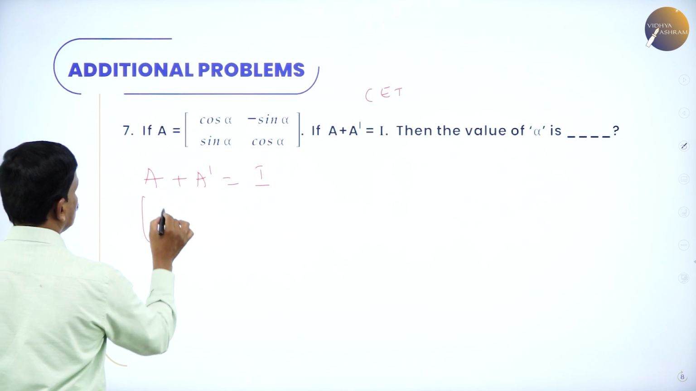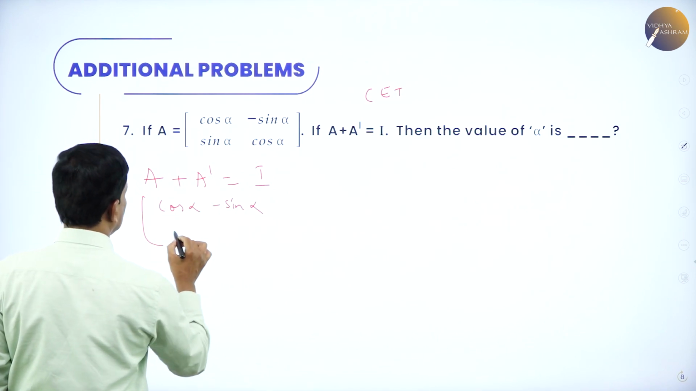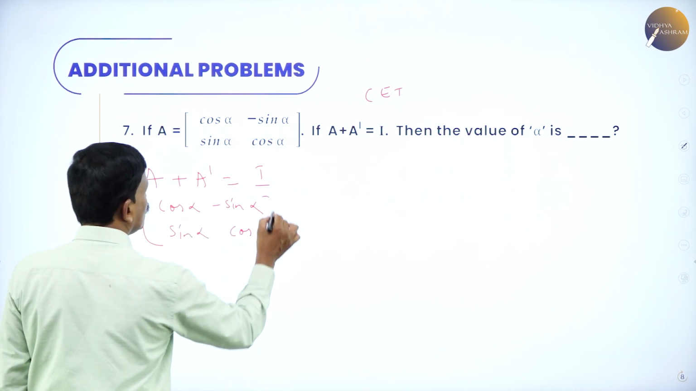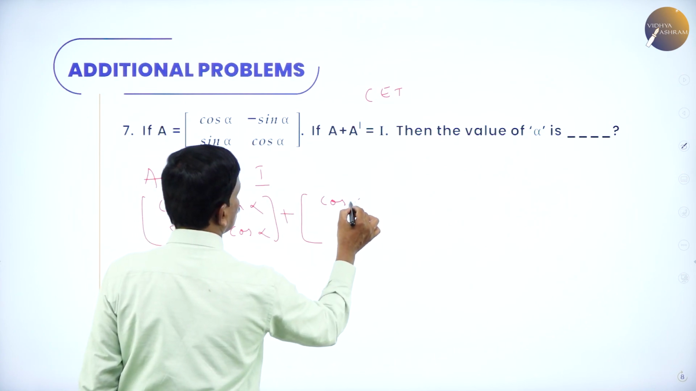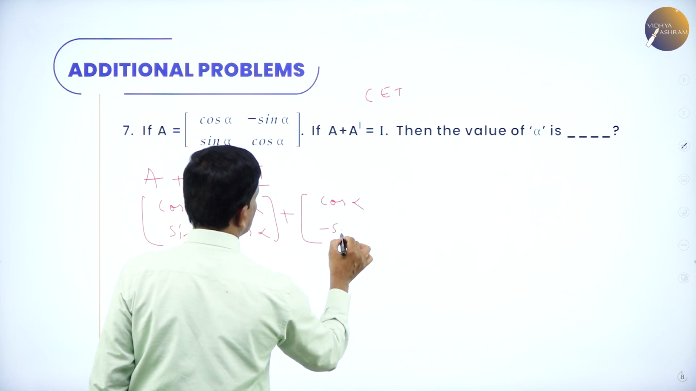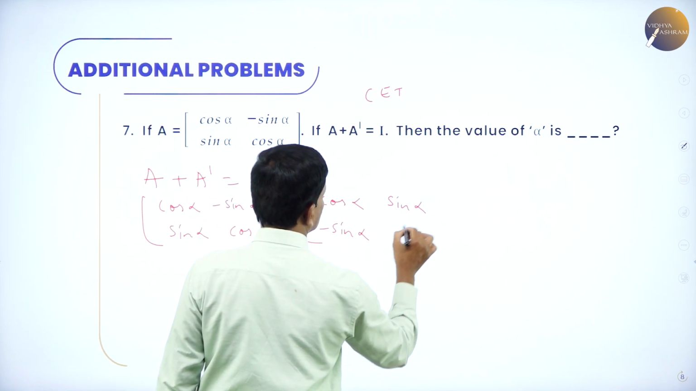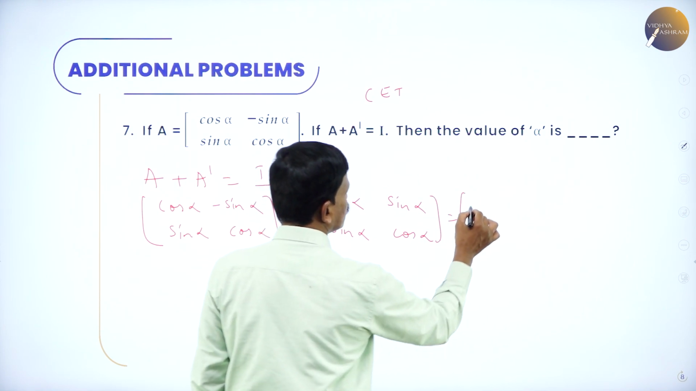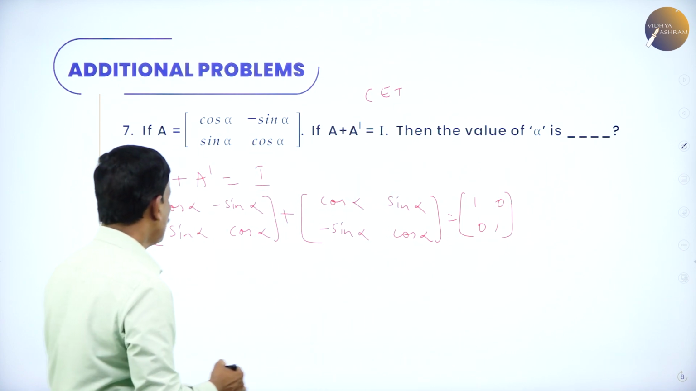What is A here? A is cos alpha minus sin alpha cos alpha, plus the transpose of this. Transpose this, first row becomes first column, cos alpha minus sin alpha and sin alpha into cos alpha. This is equal to I, identity matrix of same order, means 1 0 0 1, that you should put. Now add this.